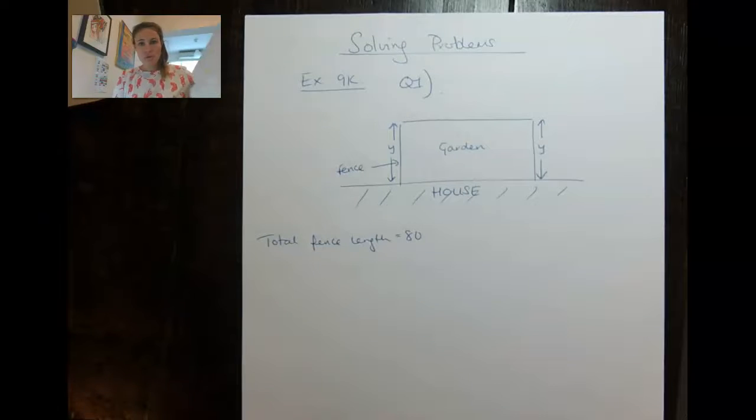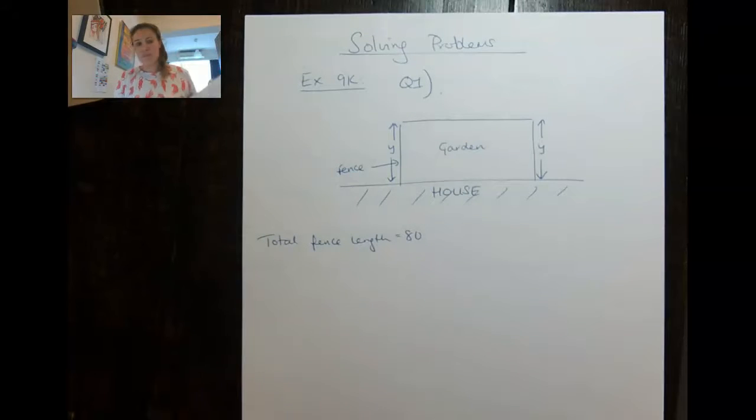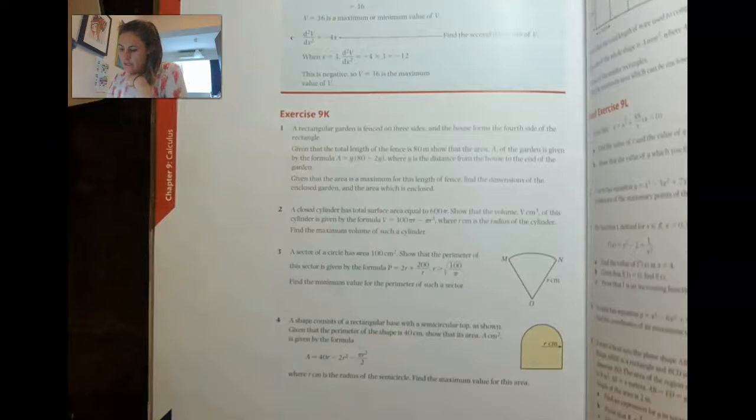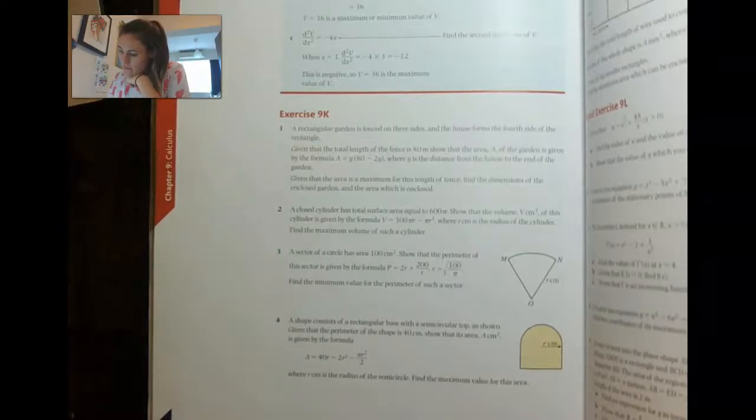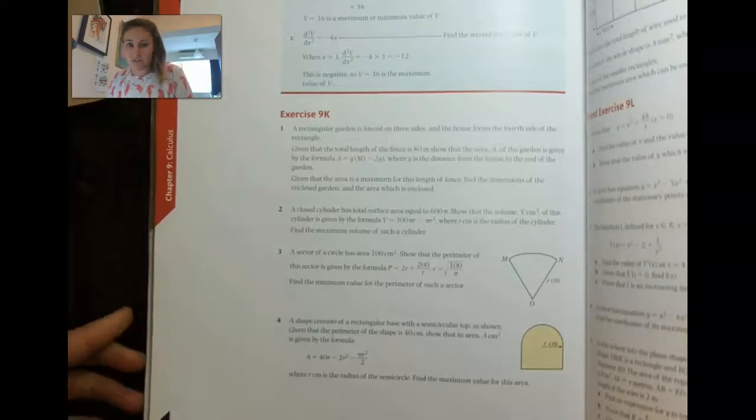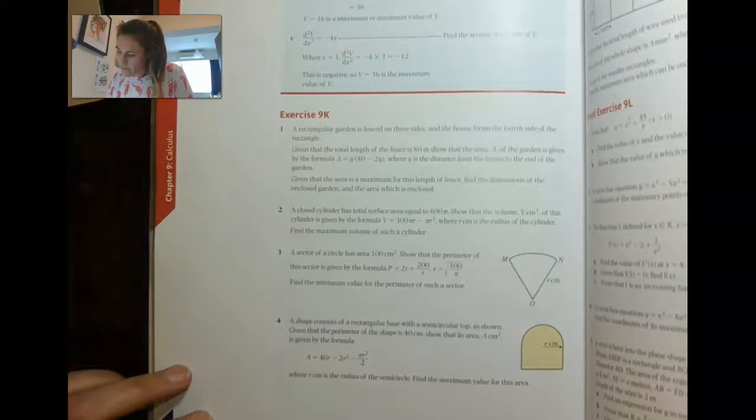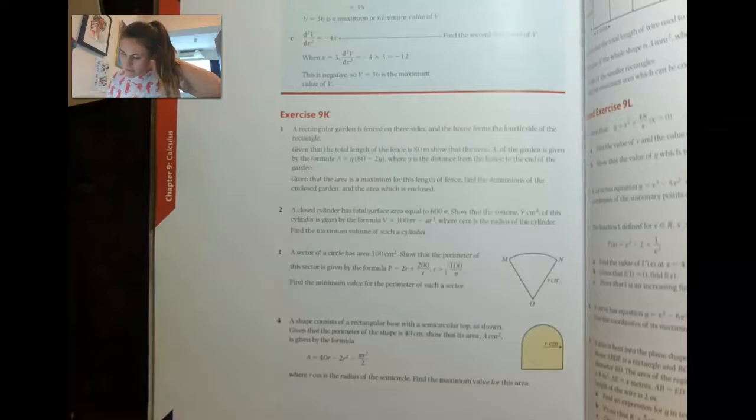Okay, I'm just going through question 1 for you from the book, from exercise 9K. So it's this question here. A rectangular garden is fenced on 3 sides and the house forms the 4th side of the rectangle. Given that the total length of the fence is 80, show that the area is y(80 - 2y), where y is the distance from the house to the end of the garden.